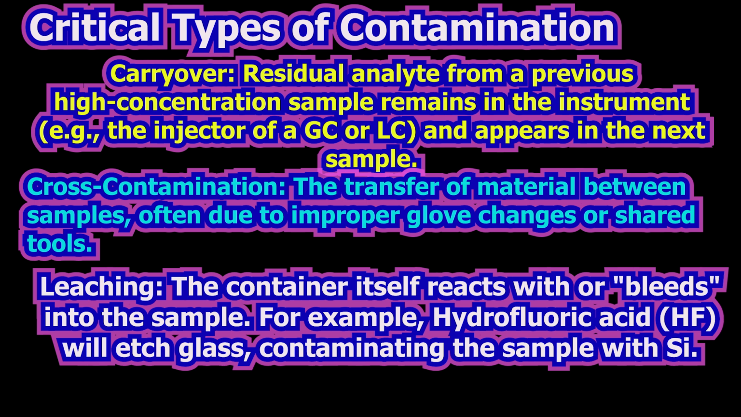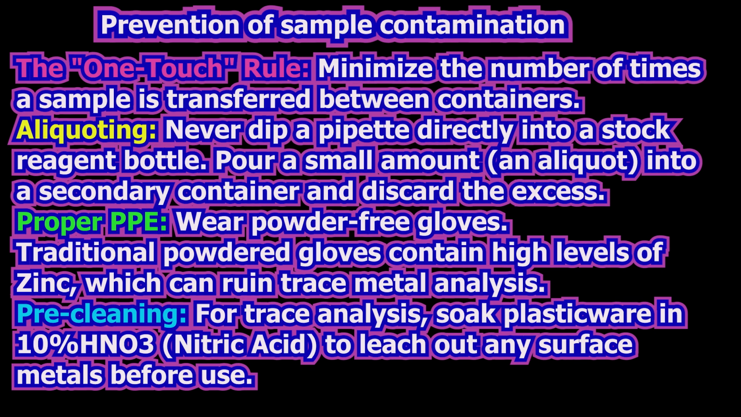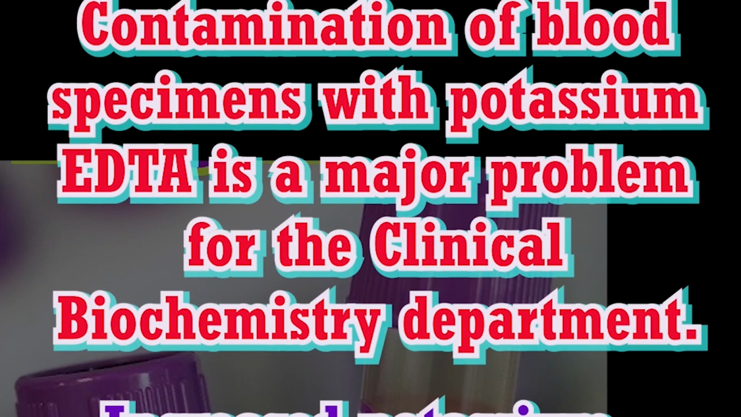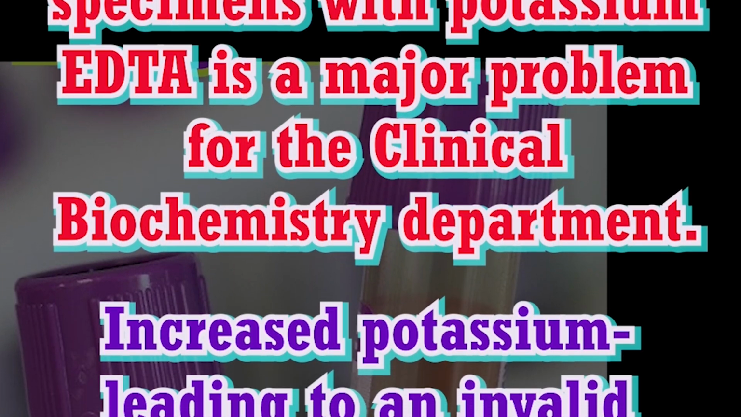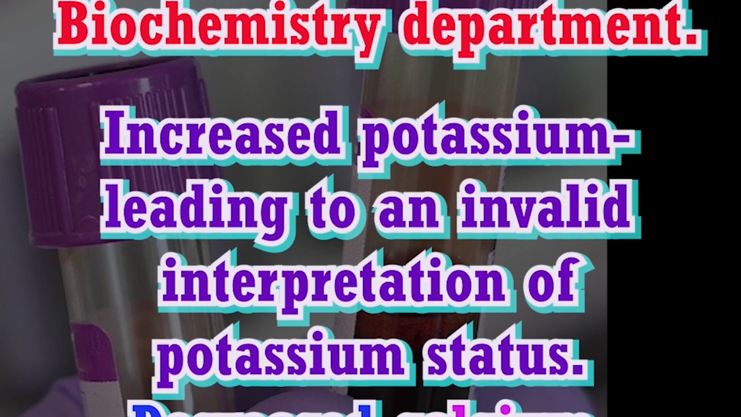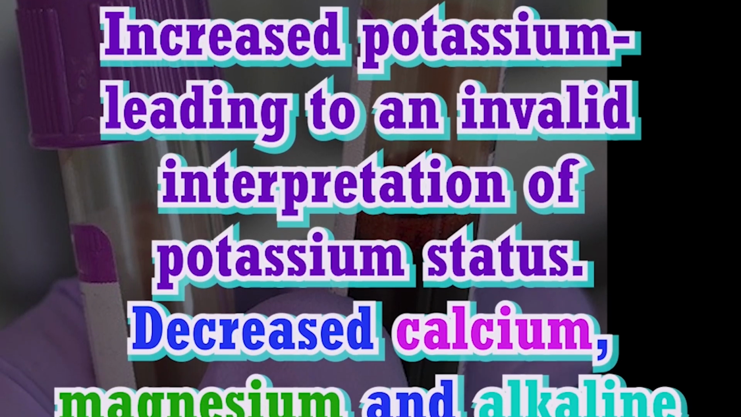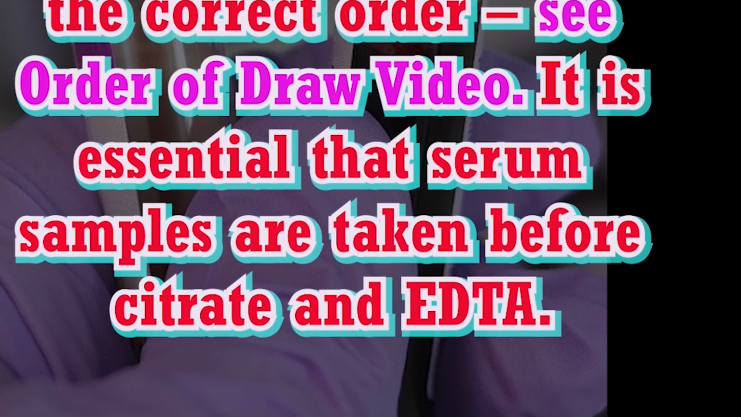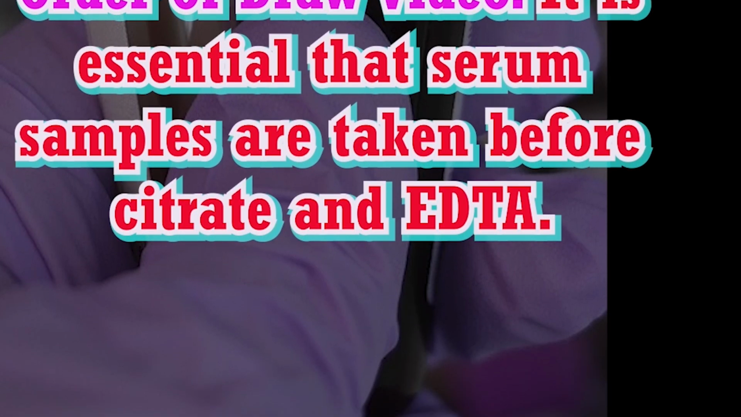Evidence of sample contamination. There are two major types of sample contamination. If the phlebotomists don't follow the order of draw, the anticoagulants can contaminate the plain tubes and interfere in chemistry results. For example, potassium in the EDTA can increase the potassium results and EDTA can interfere with many test results, for example, calcium, phosphorus, magnesium.